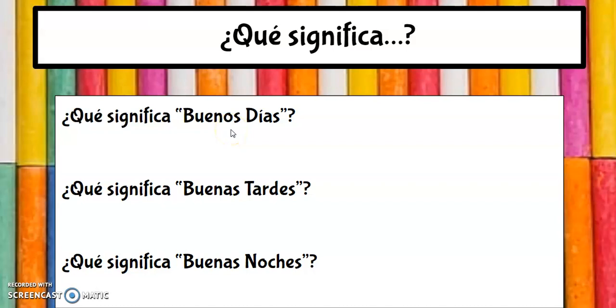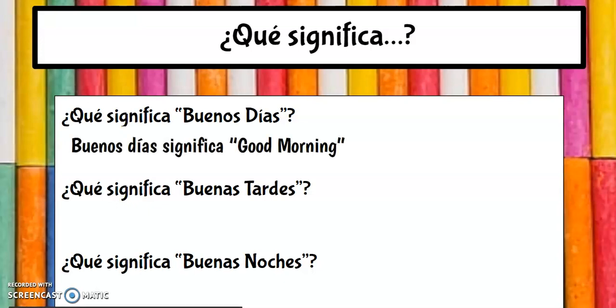Let's say your teacher walks in and he or she says, Buenos días, clase. And you're like, what does buenos días mean? Or what does that mean? So in order for you to stick to Spanish, you can ask, ¿qué significa buenos días? And she would reply, buenos días significa good morning. Buenos días significa good morning.